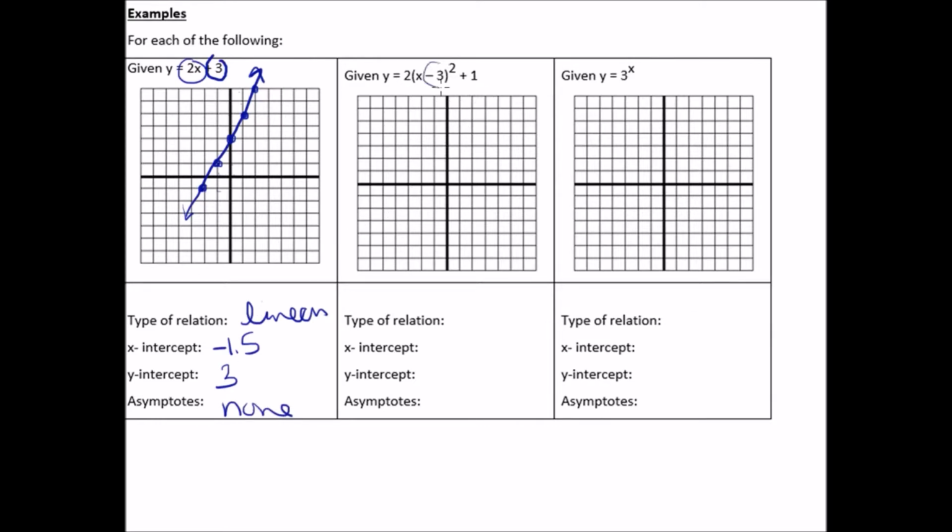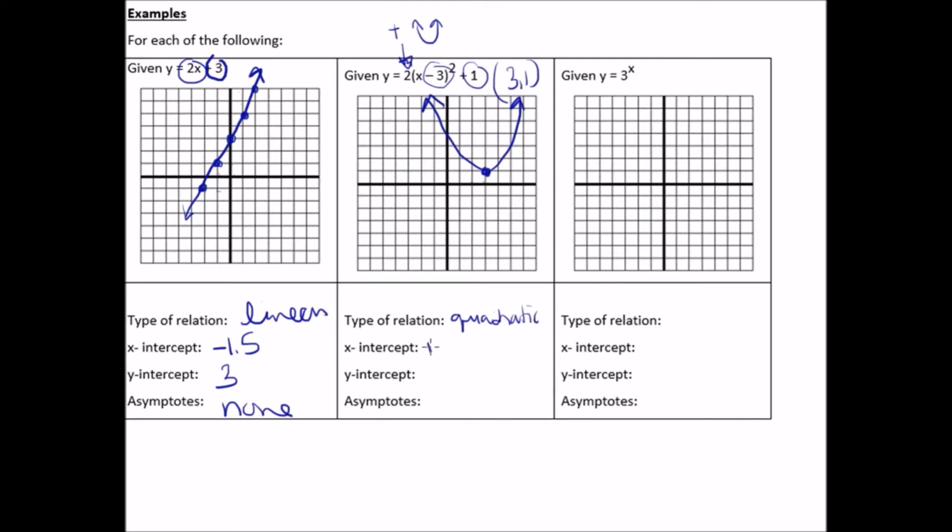Now, we know that the vertex is (3, 1). So we're going to go 1, 2, 3, 1. And we know that this 2 is positive, so A is going to open up. So we're just going to go ahead and open this up like this. This is just going to be a sketch. We know this is quadratic.